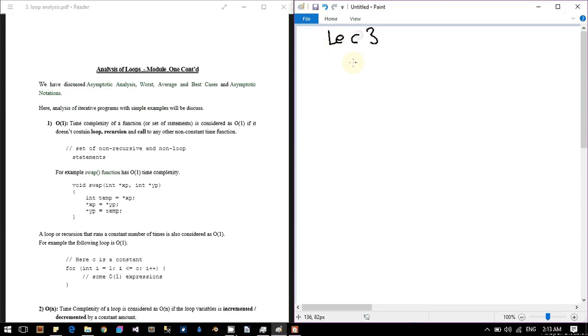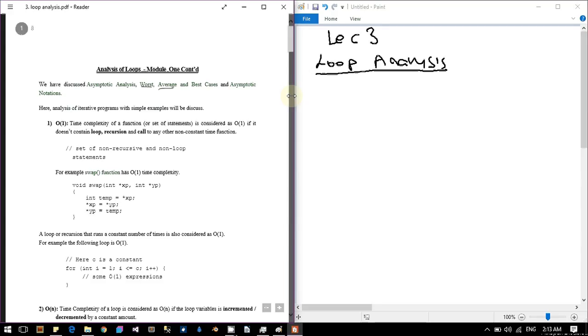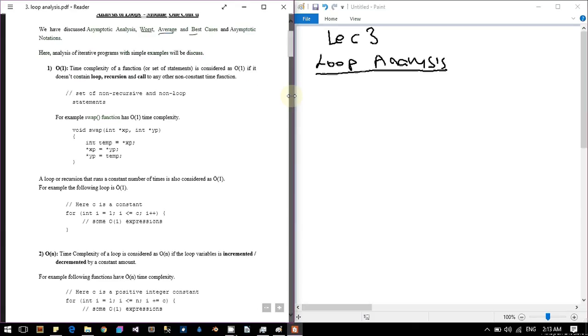Lecture 3: Loop analysis. In the last lecture, we discussed mathematical tools. So now we're looking at how you actually analyze loops based on their worst, average, best case, and things like that. First of all, we start with basic rules. So we're using programs here.